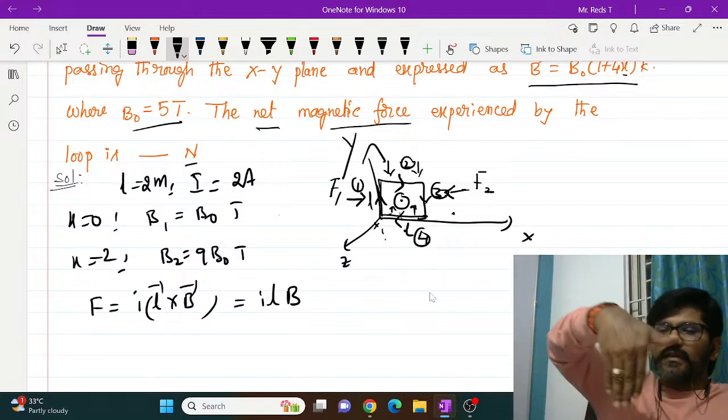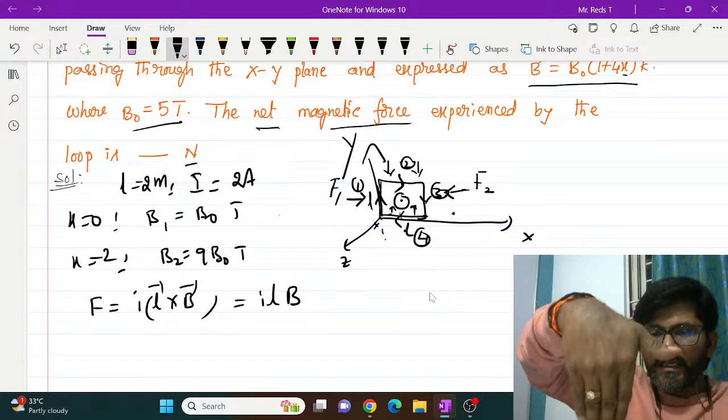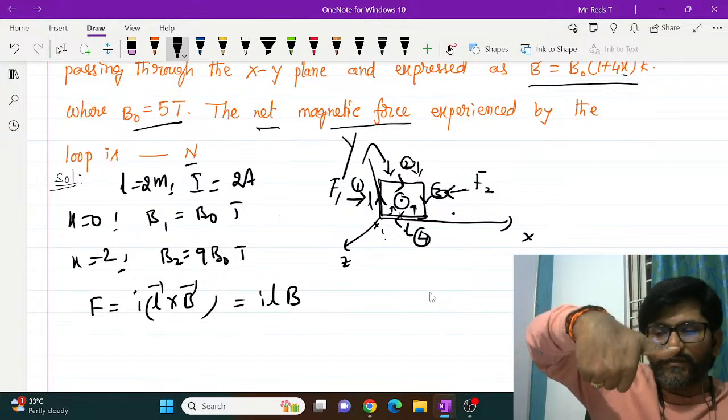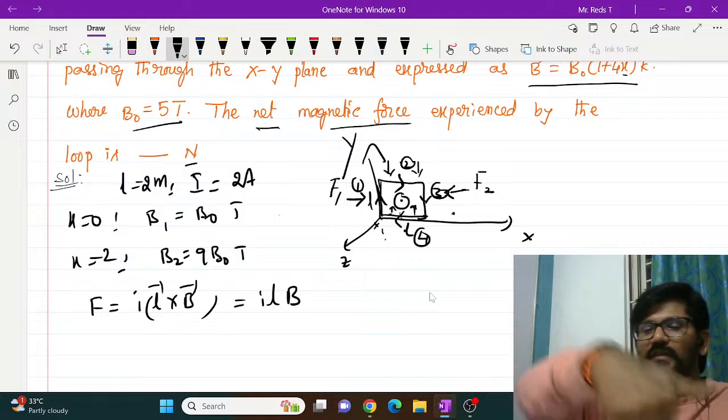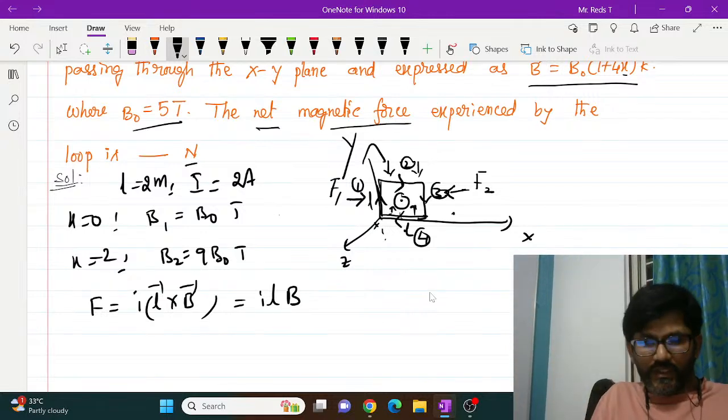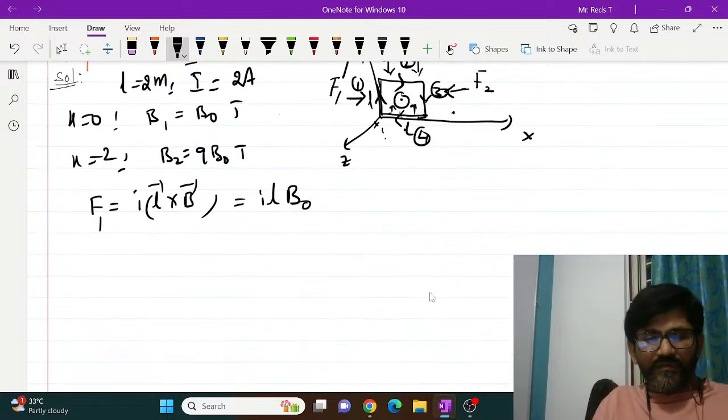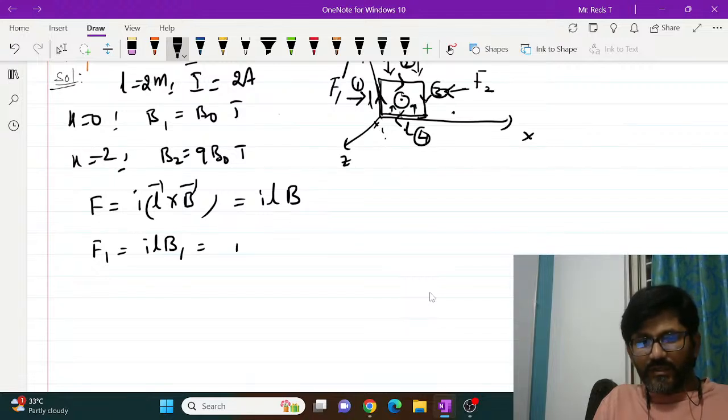And here, downward, if you take L cross B outward, if you curl the fingers like this, you get the direction of B to the left. In this way, you have to cross check. Then it is ILB, B is the peak value, you can take it as ILB naught. This is F1. In general, on the first phase, you can take F1 is equal to ILB1, and B1 is nothing but B naught.